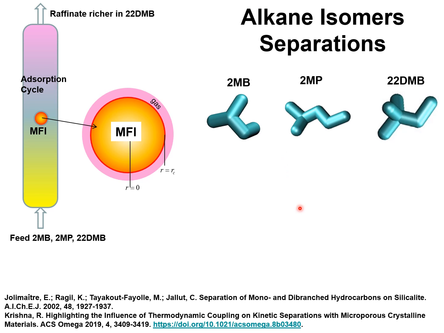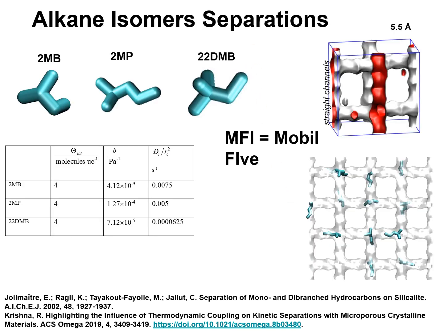Let's examine the background to this separation, and let's examine the experimental data. MFI zeolite is a suitable adsorbent for separating alkane isomers. MFI stands for Mobil 5. It has a set of intersecting channels of 5.5 angstrom. These are the straight channels, and in this direction we have the zigzag channels. These channels intersect at these locations, and there are 4 intersection sites per unit cell.